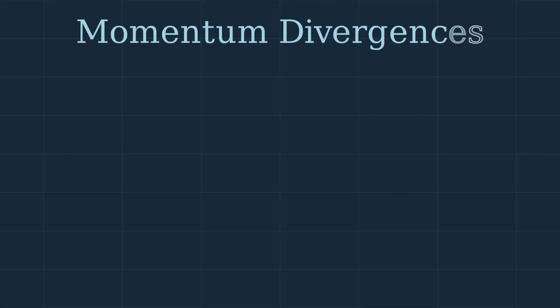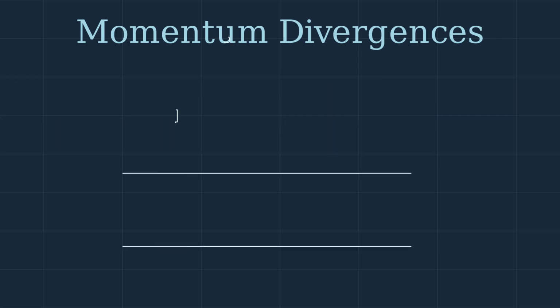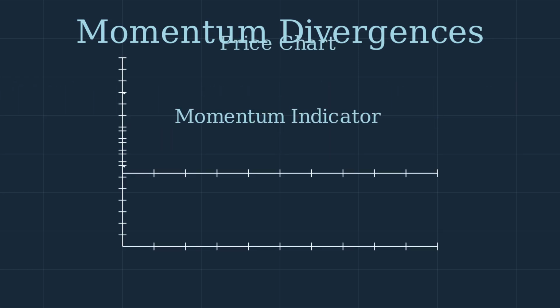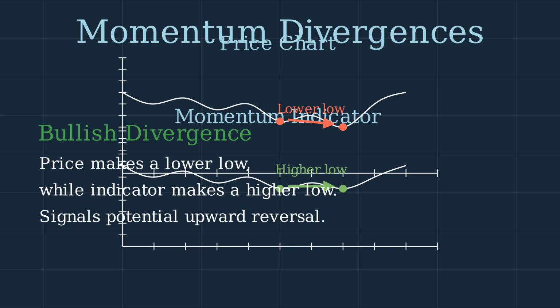Momentum divergences occur when price movement and indicator readings move in opposite directions. A bullish divergence occurs when price makes a lower low, but the momentum indicator makes a higher low. This suggests weakening downward momentum and often signals a potential upward reversal.